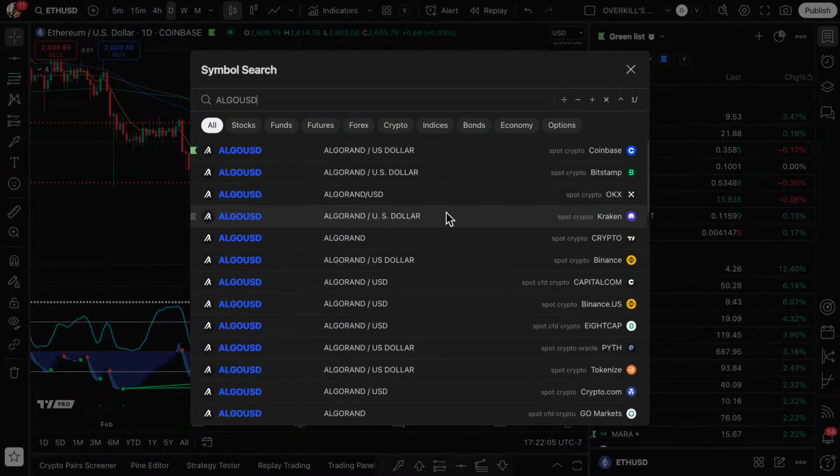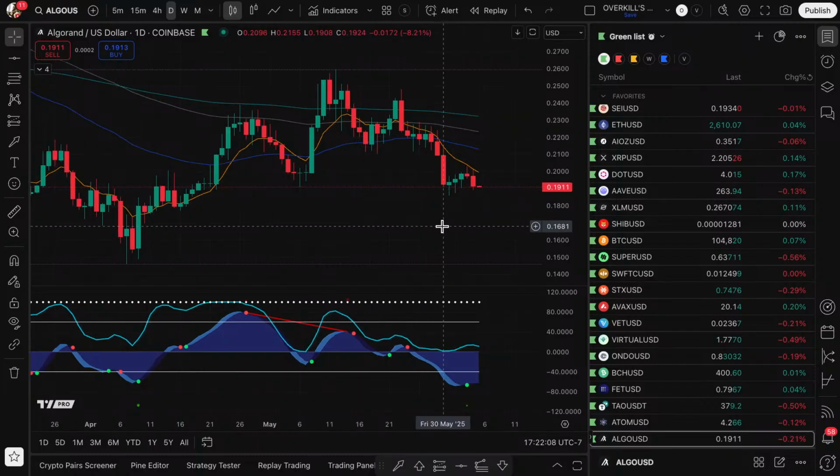Yeah, Algorand doesn't look so hot, guys. It's ugly here. The chart is very ugly. See how we're testing? I mean, we're sitting right on the low. So I think 18 cents is a good place to buy this, or 19 cents is a good place to buy this one if you're in it.